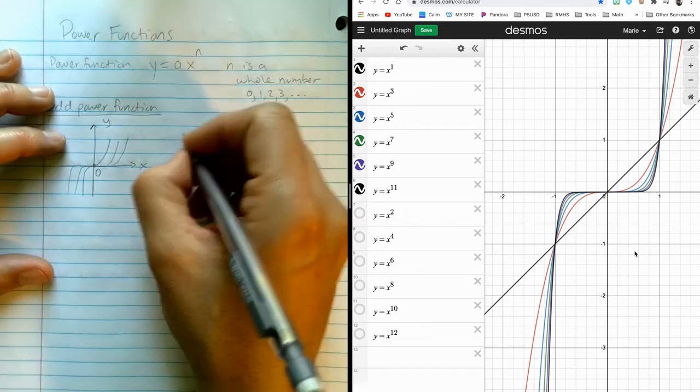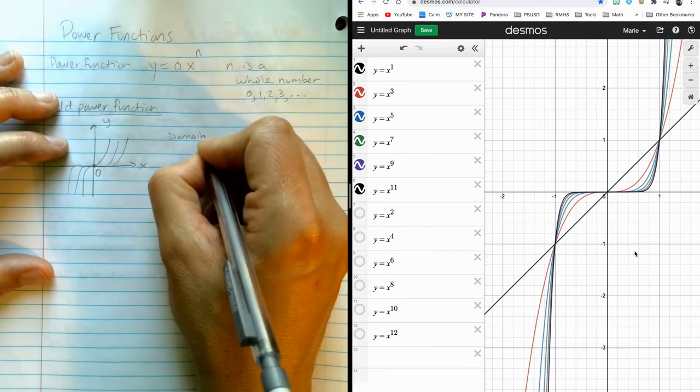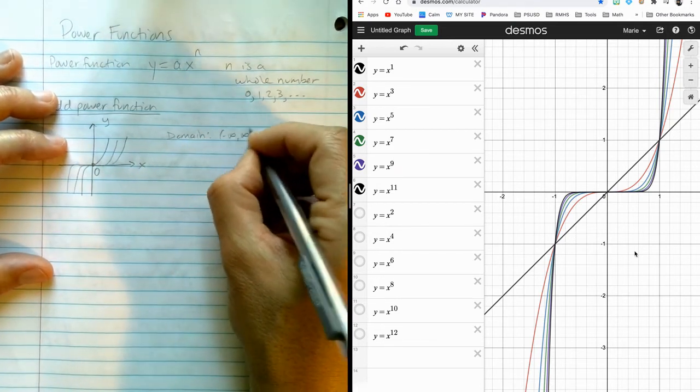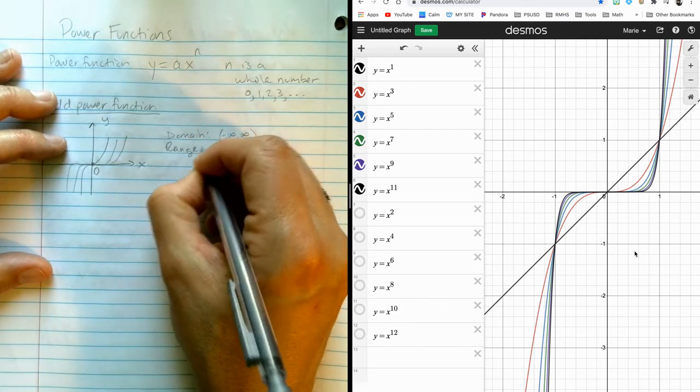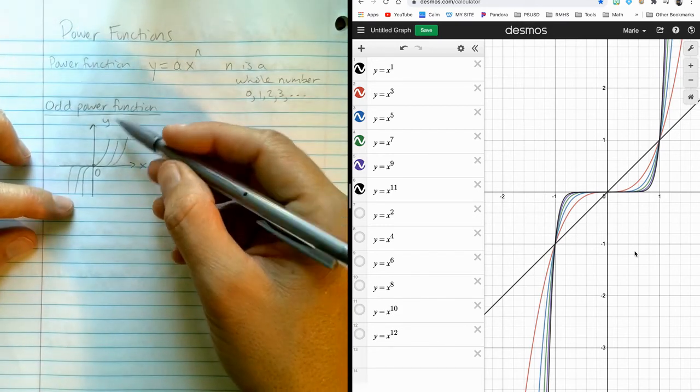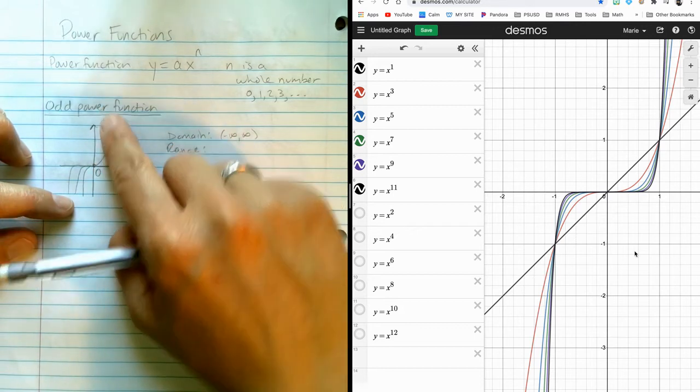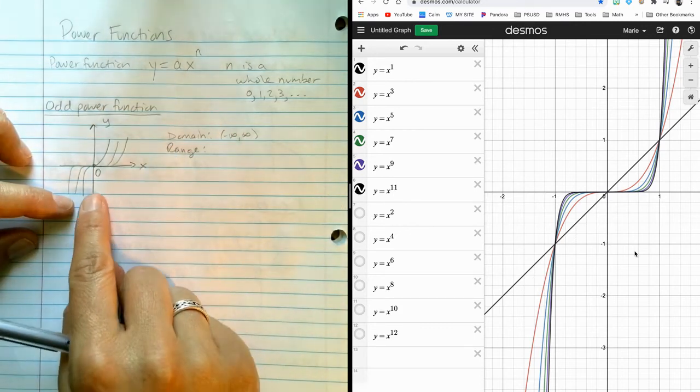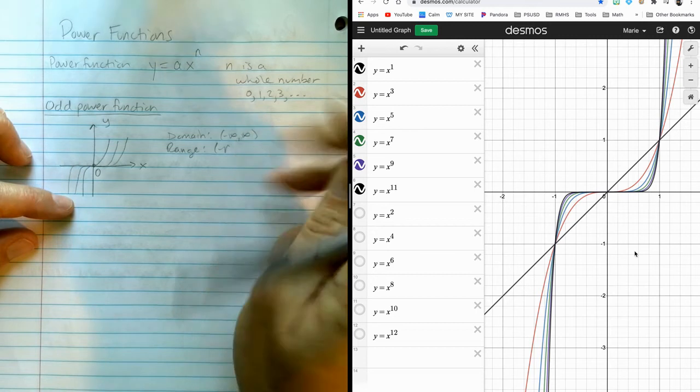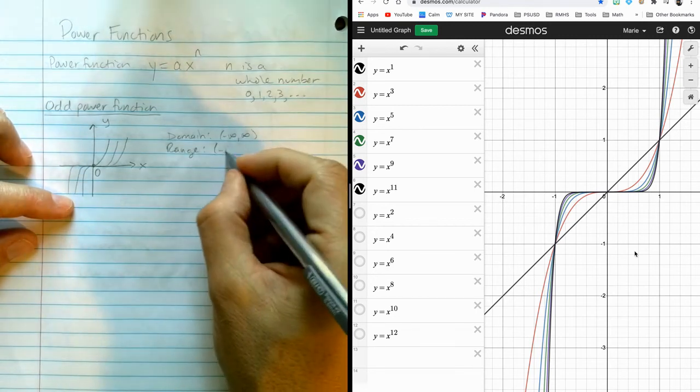So let's talk about a few quick characteristics. The domain of all of these is going to be all real numbers. Now, the range, if you look vertically here, it's going to extend all the way up to the positive infinity side of the y-axis, and the negative infinity side. So the range is also all real numbers.